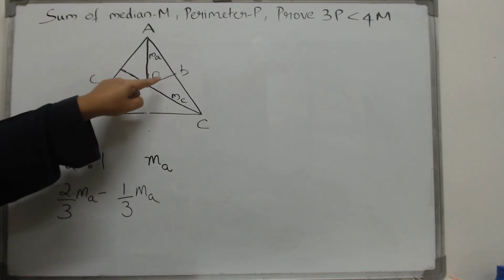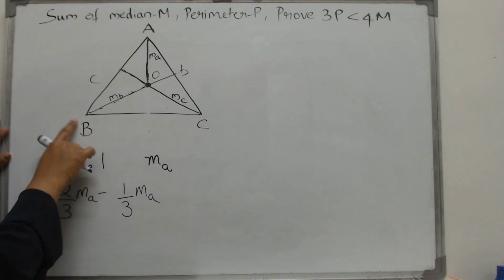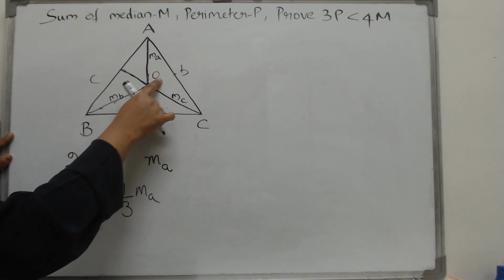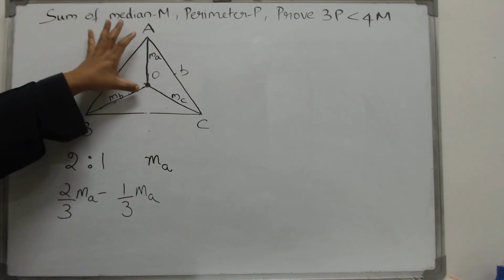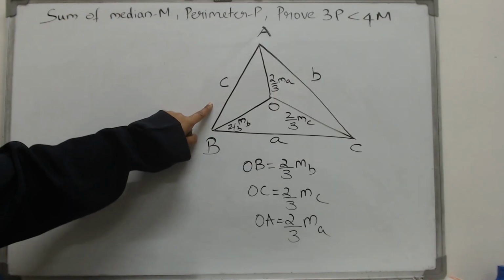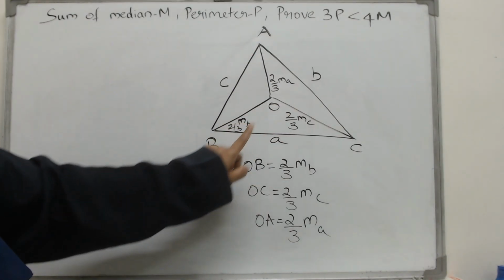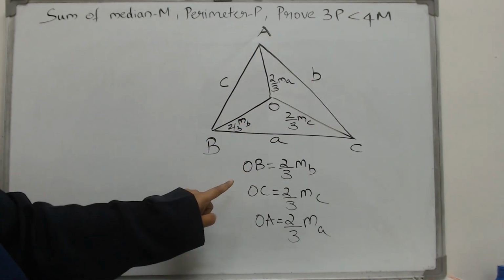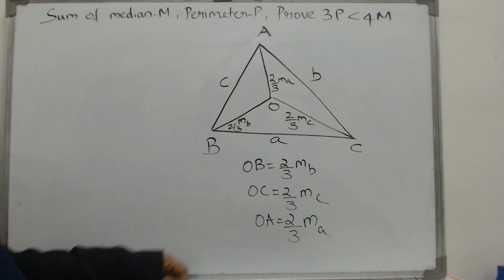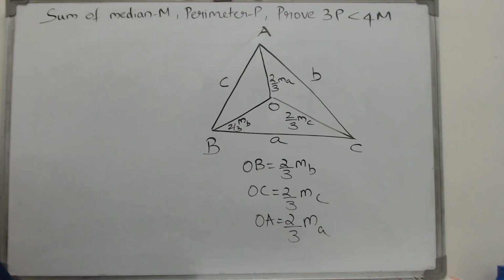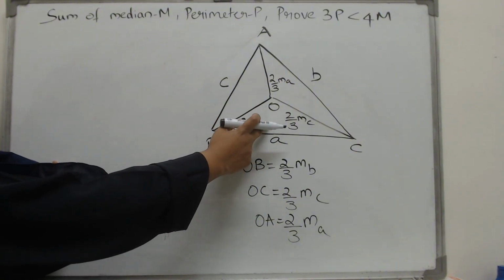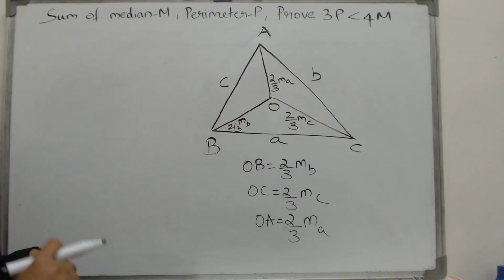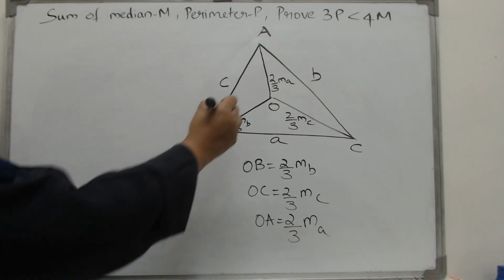And the same with MB. The one which is near the vertex is going to be the bigger part. So here we have just stuck with the bigger parts. Now what we are left with is our triangle and three line segments which are 2/3 of their original corresponding medians. What else do you notice? This point O here, the centroid, divides the triangle into three smaller triangles. Let us consider them one by one.